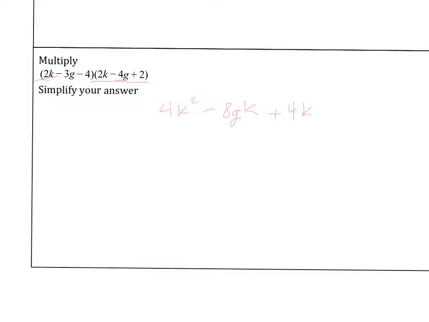So when I move to the next line here and start doing this next term, I'm going to go to a new line, and I'm going to line up like terms as I go. So for example, when I do this negative 3g times each of these things, I'll do negative 3g times positive 2k. That'll give me a negative 6gk. I'm going to put that underneath this other gk term to make things a little bit less crazy looking.